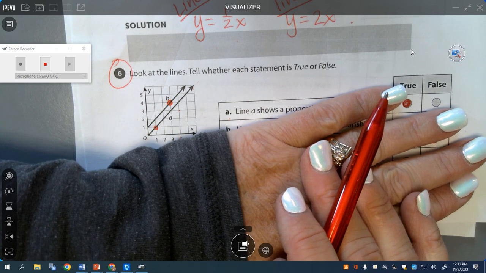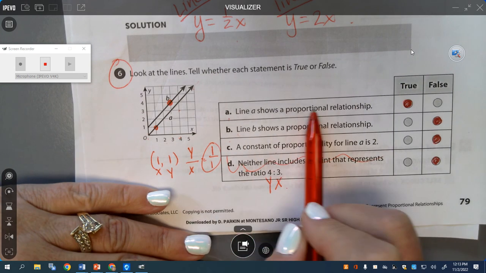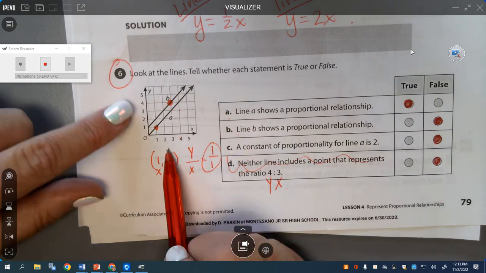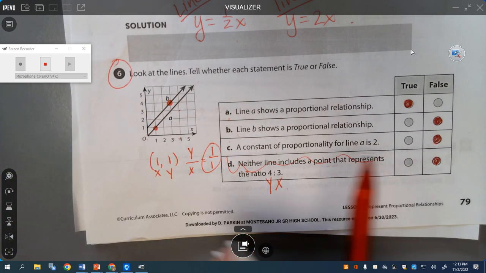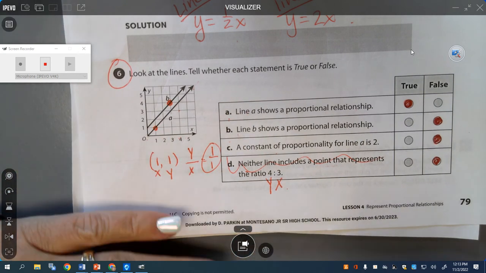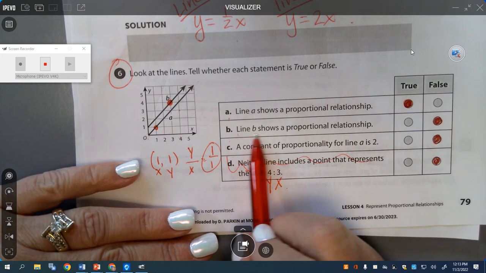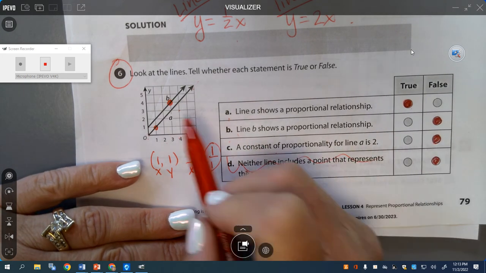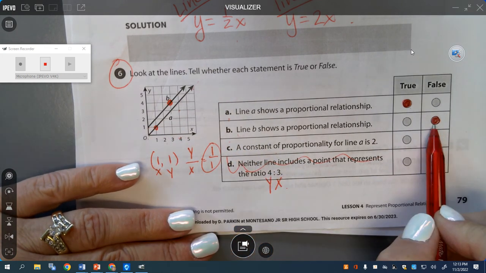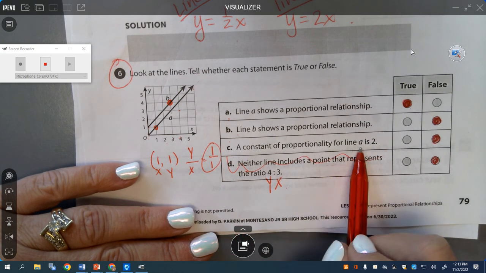So here we go. Question A. Line A shows a proportional relationship. We already decided that. It goes through 0 in a straight line. Notice I don't have to say 0 cats for 0 dogs, right? Because there's no quantities. So I can say it goes through (0, 0). So this is true. Line B shows a proportional relationship. We already said that. It doesn't start at 0, so that's a no. False.